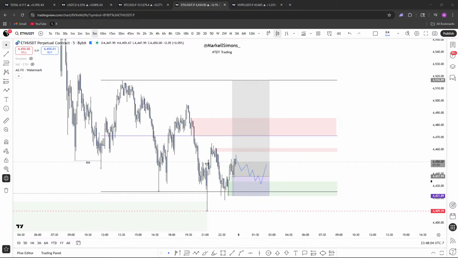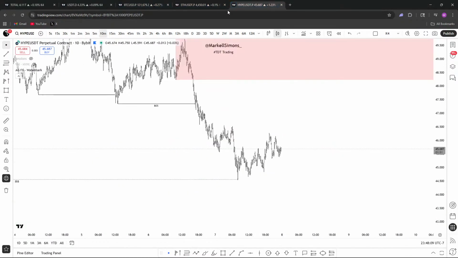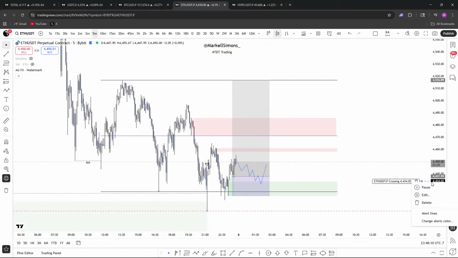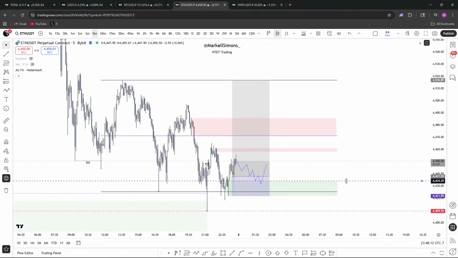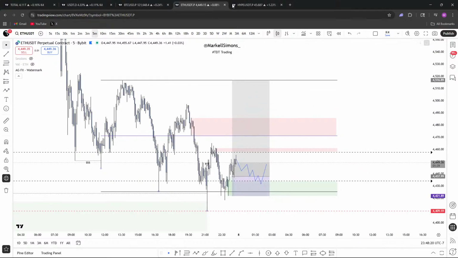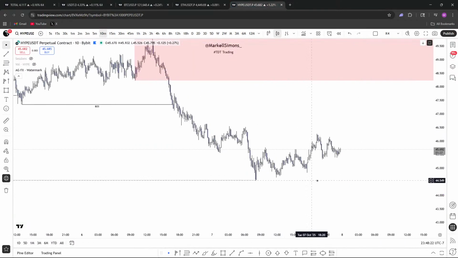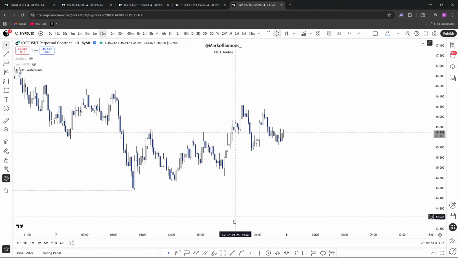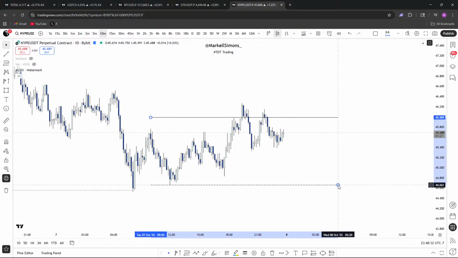Okay. My alert is set on this demand POI and on this supply POI. So alert set on Ethereum. As far as hype, were you potentially looking at a distribution schematic? Why does hype look distributive?